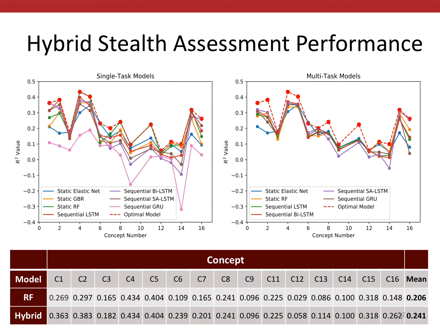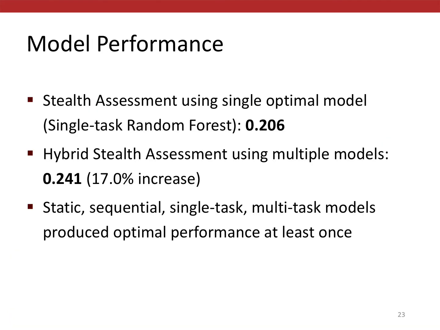The optimal models for each competency, distributed across static, sequential, single, and multitask models within the hybrid stealth assessment framework, achieved an R-squared value of 0.241. This outperforms a framework that only used the most frequently occurring single model, the static random forest. If we use a homogeneous approach with this model, the performance of this network is 0.206. Therefore, our hybrid framework achieves a 17% increase over this single model approach.